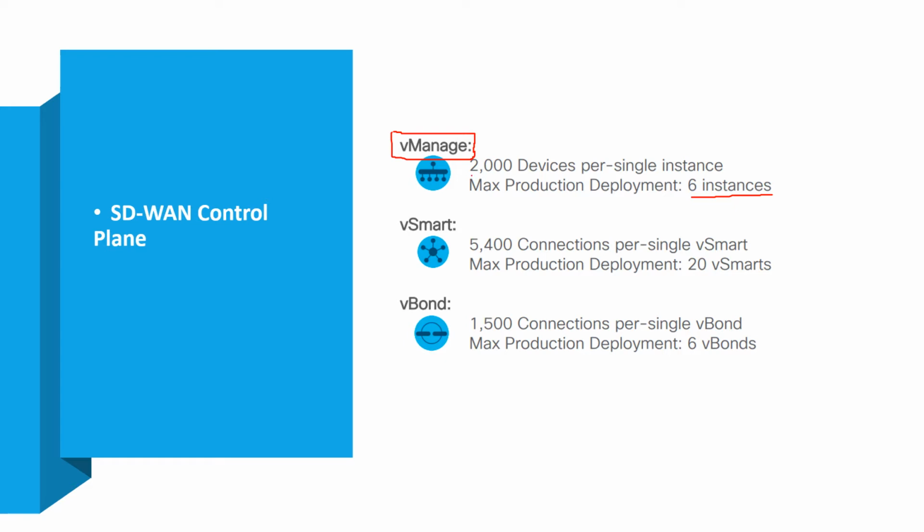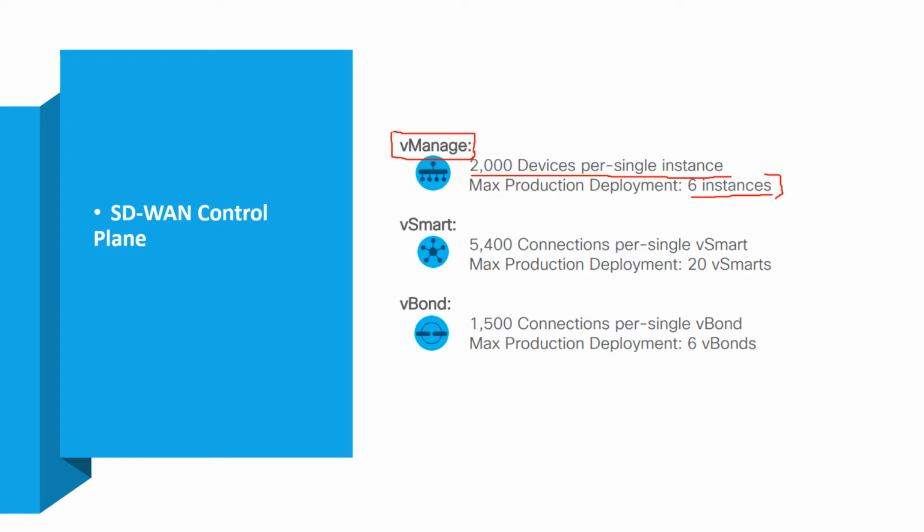If you're managing 2000 devices, that can be handled by a single instance. If you have more than 2000 devices, based on the number, you need to decide how many vManage instances you need and whether you want to go for some sort of high availability. All those factors come into play, but you cannot go beyond 6 instances per SD-WAN fabric.